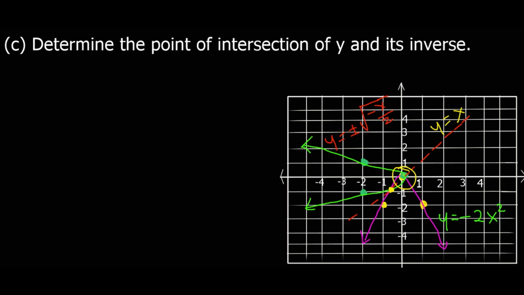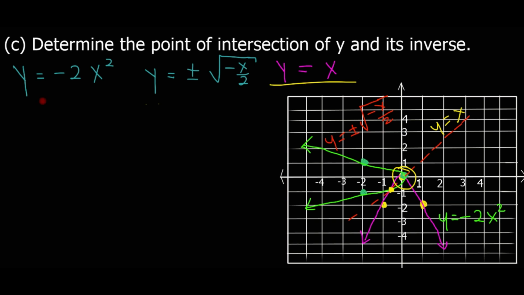It's all up to you which ones you equate. Here we have y equal to minus 2x squared, and then we have y equal to plus or minus negative x over 2, and then remember again we have y equal to x. Leave this one, the inverse equation. So read it out from the previous example in the previous video. The easiest way is to equate this one and this one, because if you try to equate this one and this one, it will be a bit complicated, but it's the same thing anyway.